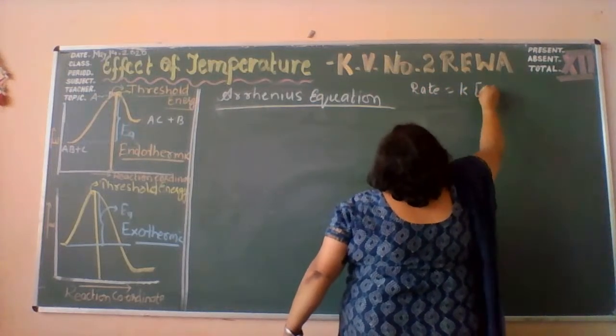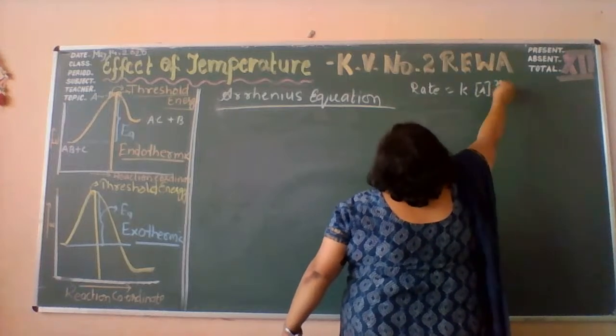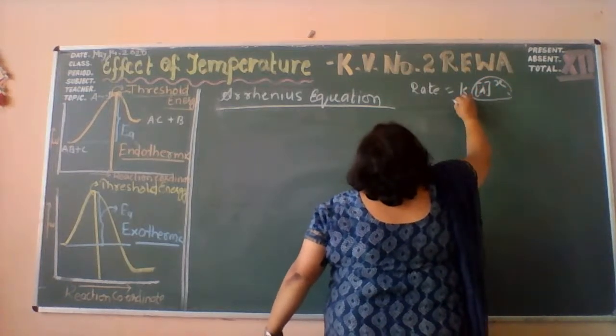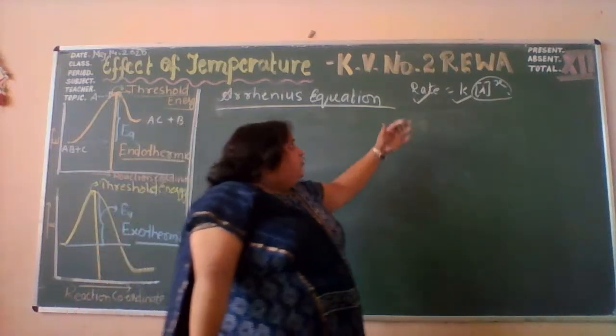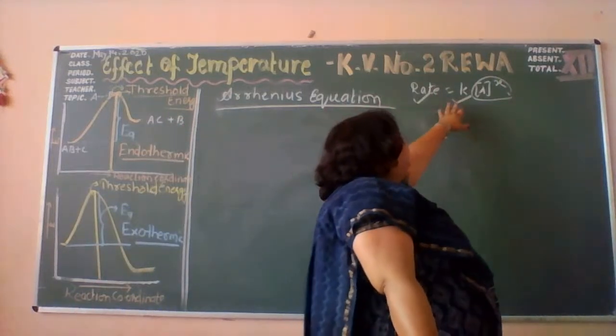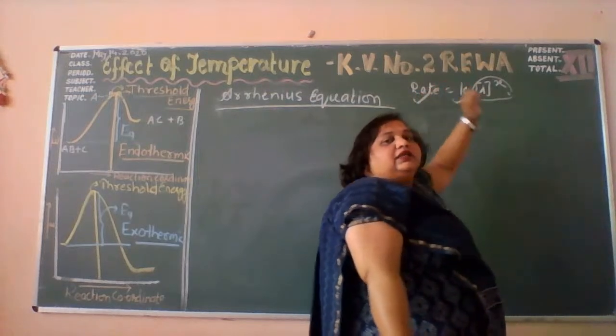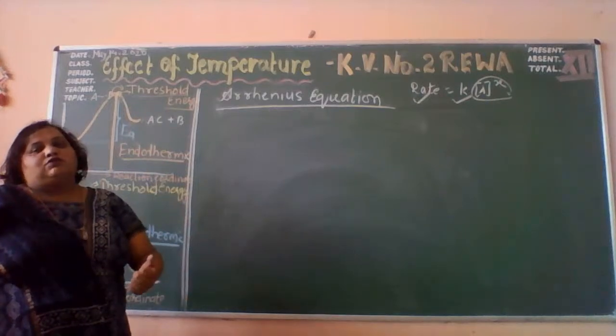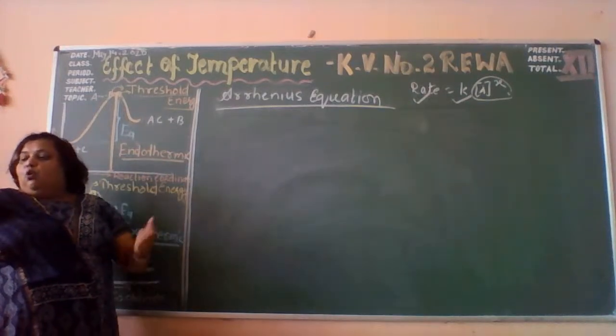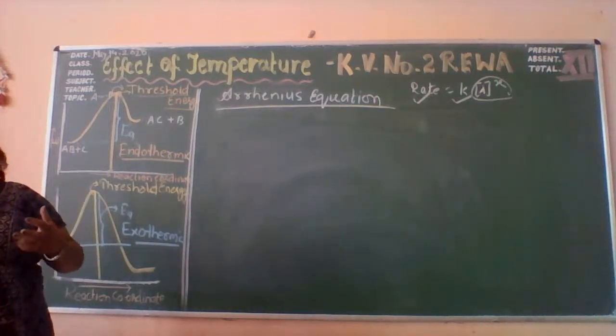k [A]^x. So if it is constant, this will increase, definitely this will also increase. So if I am observing it in terms of k, definitely the same is the result for the rate of reaction also, right? So now what is the equation, how is it given?